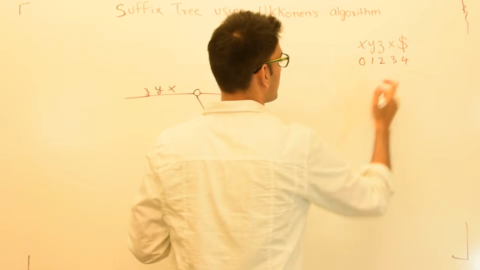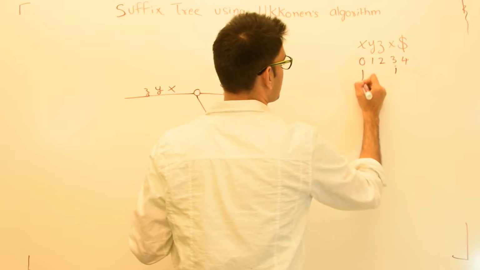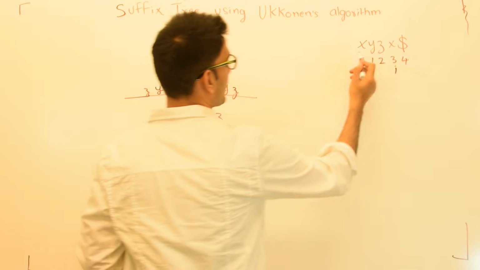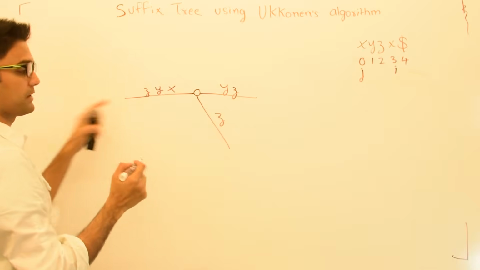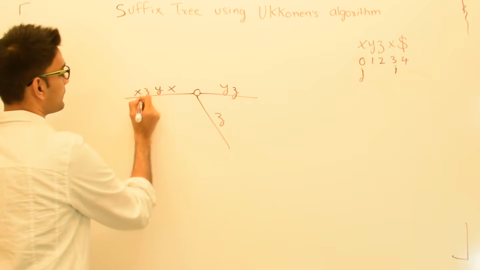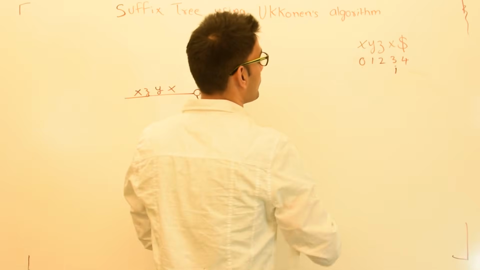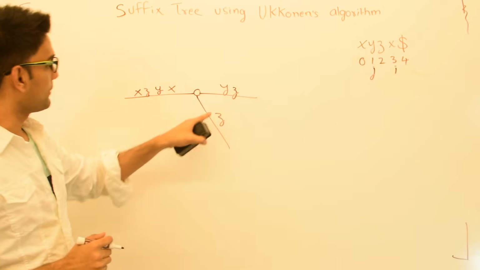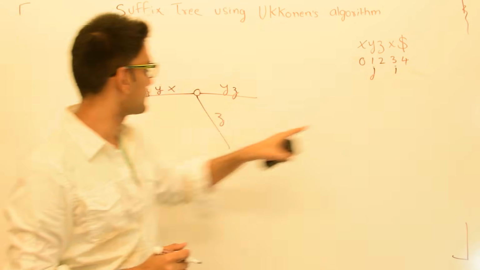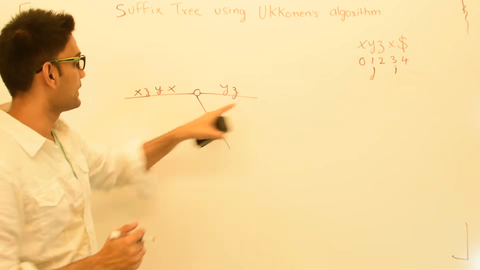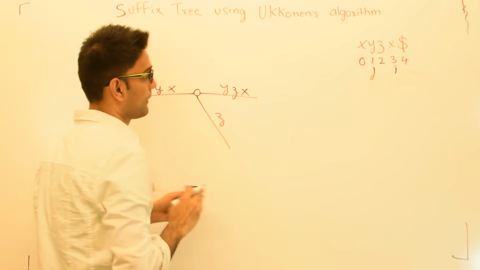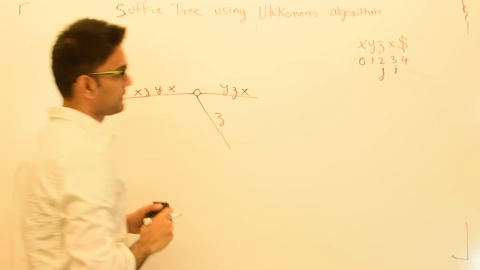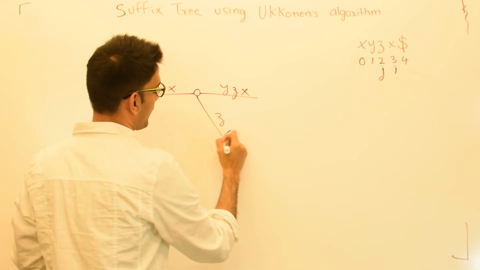So I start the next phase and extension again starts from 0. Is there a path with label x, y, z, x? There is x, y, z but there is no x, so we add x. Then is there a path with label y, z, x? There is none, so we add one, y, z and then x. Is there a path with label z, x? There is z but no x, so we add one.